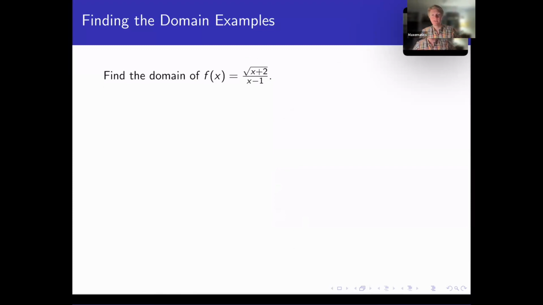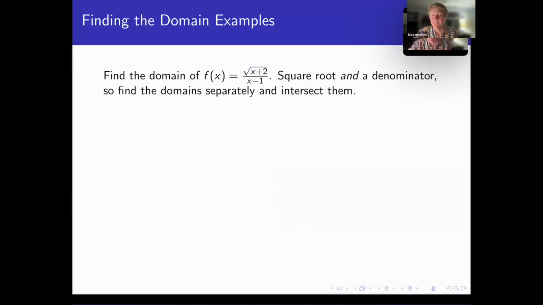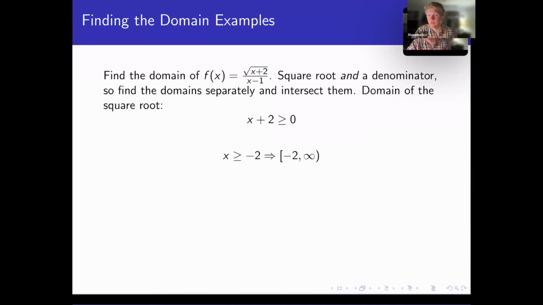All right, one more case. In the event that you have a square root in the numerator and a denominator that separately causes a problem, what we're going to do is find the domains of each part separately and intersect them. So domain of the square root in the numerator, 0 is totally fine. So we have to make sure it's greater than or equal to 0. Subtract 2 and -2 to infinity. All right, we've done that before.